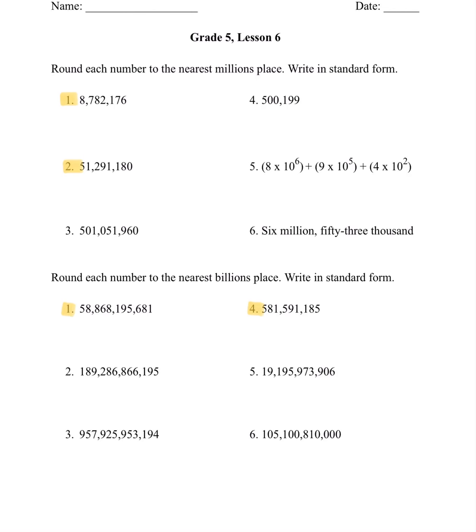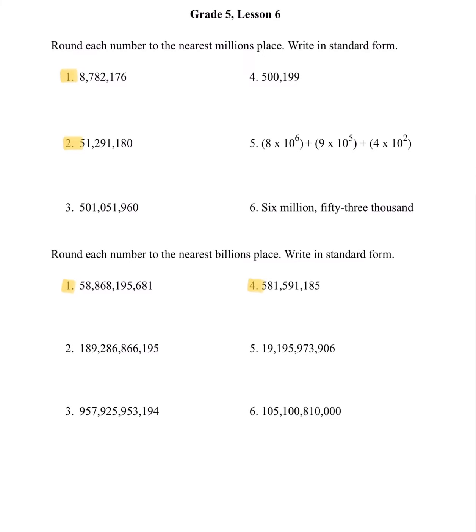Hi, I'm Eileen, and today we're going to be going over 5th grade worksheet lesson 6. So we're going to start off with the first problem. It says, round each number to the nearest millions place. Write in standard form. So we're going to be going over 1 and 2.